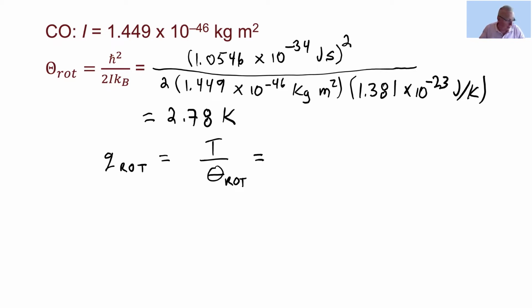Labeling the thetas with rotation here because we're going to introduce a similar parameter for vibration later on in this video. That's 300 Kelvin up here. It's 2.78 Kelvin down there. So it's clearly on the order of 100, right? And divide that out, and my notes say I get about 108.